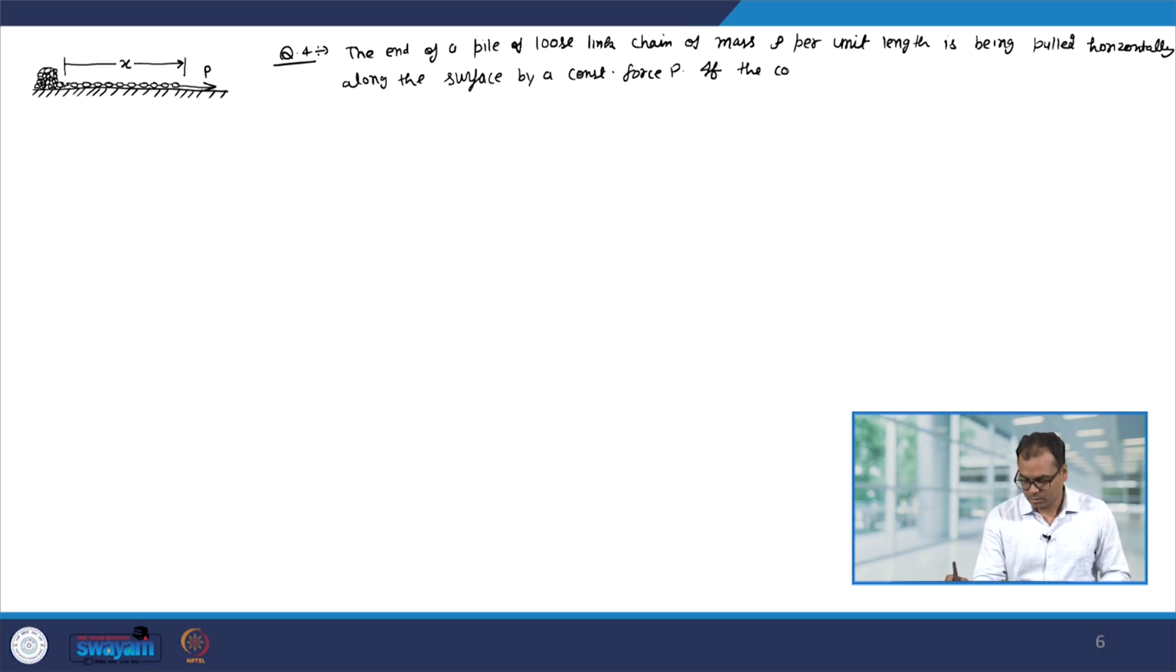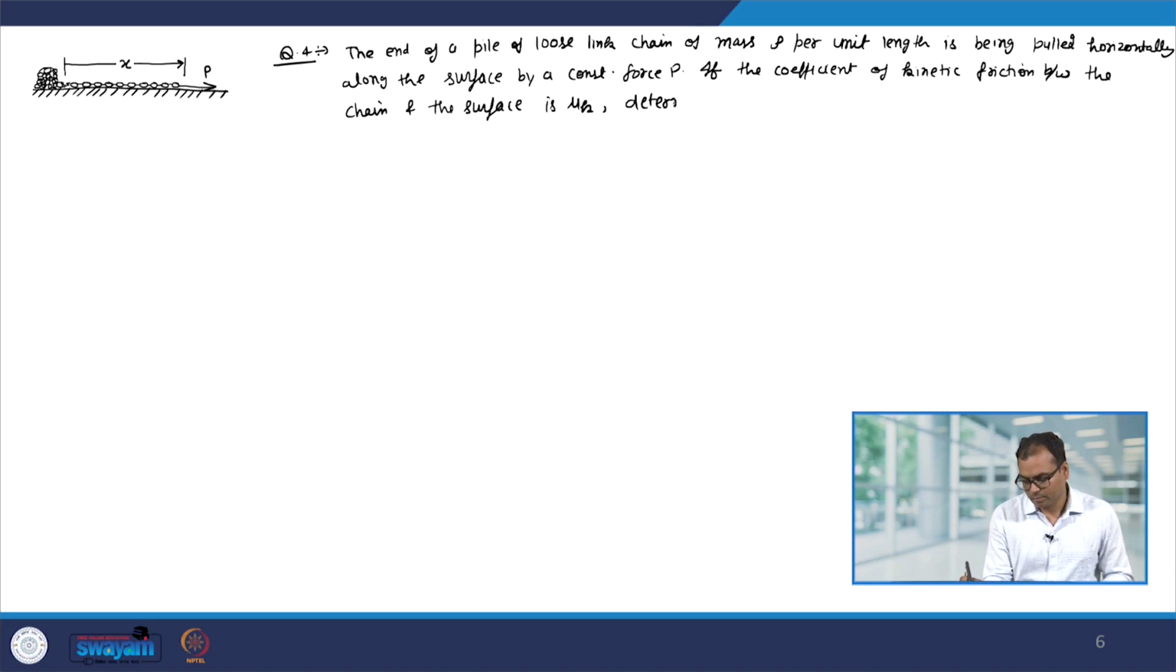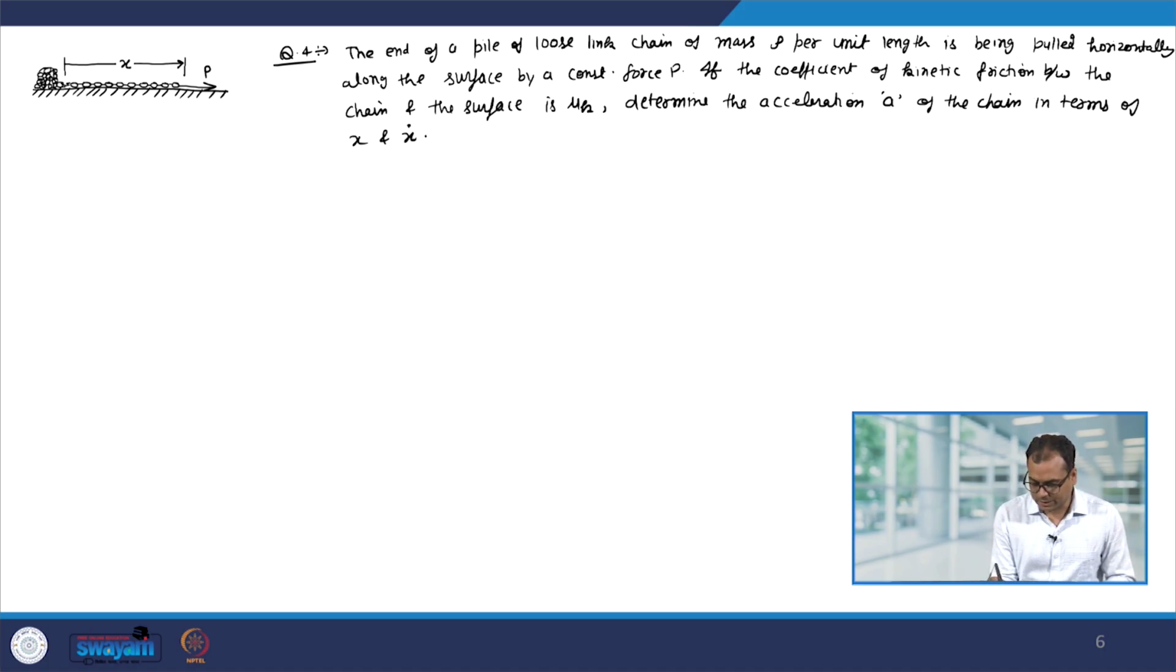If the coefficient of kinetic friction between the chain and the surface is mu k, determine the acceleration A of the chain in terms of x and x dot.